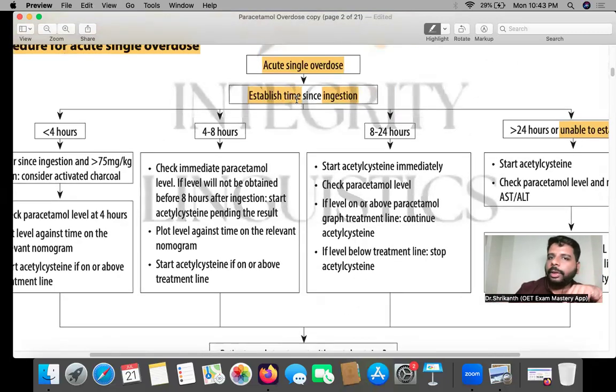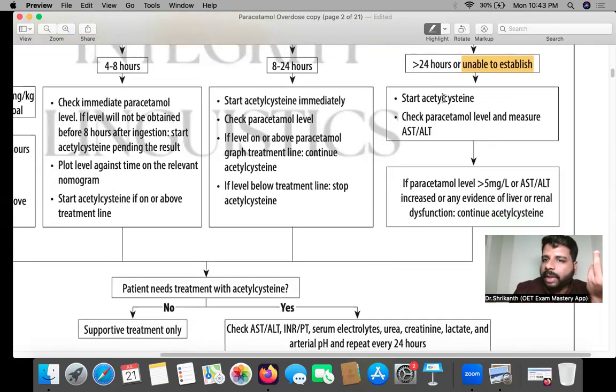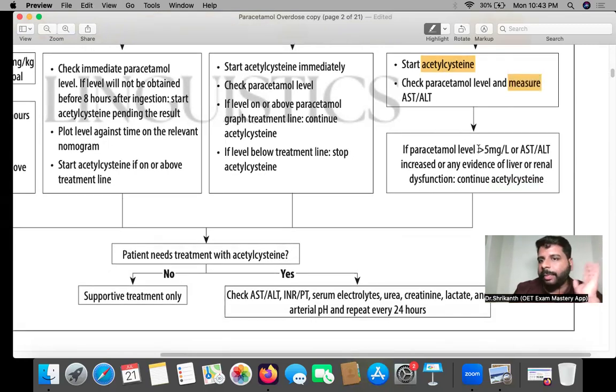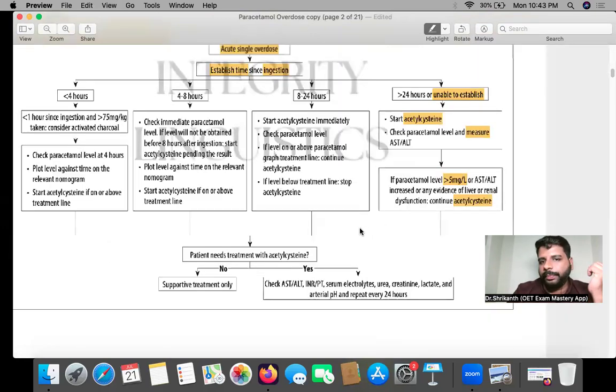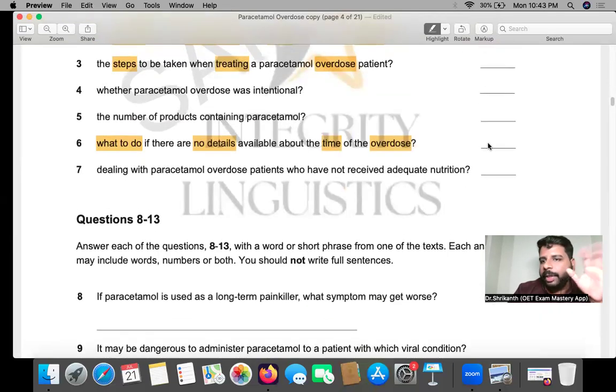And now what's the question telling you? We don't know the time. What should we do if we don't know when the patient took the overdose? So see whether it has been greater than 24 hours or we are not able to establish when the patient took the overdose. In that situation, what should you do? You must start acetylcysteine. You should check the paracetamol level and you must measure the AST and ALT levels. And then if the paracetamol level is more than this, then continue acetylcysteine. These are the steps you need to do. So what will be the answer to that? The answer will be the text B option.